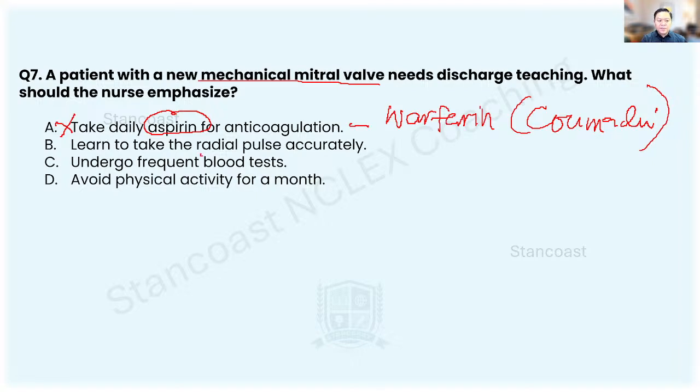What about letter B? Learn to take the radial pulse accurately. Is that going to be correct? Let's find out, guys. Maybe what you're referring to, if you answered letter B, is the digoxin. But we are talking about the mechanical mitral valve itself, which is a foreign body that can possibly cause blood clots. So monitoring the radial pulse accurately will not really address that issue. This is going to be a wrong answer as well. It is only going to be effective if they are checking their pulse before they take the digoxin.